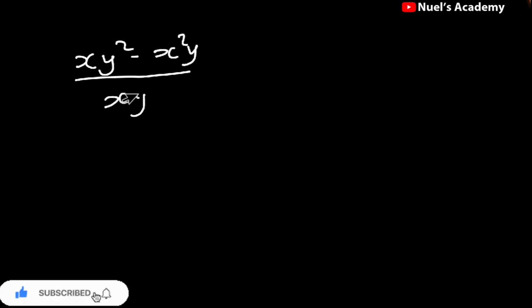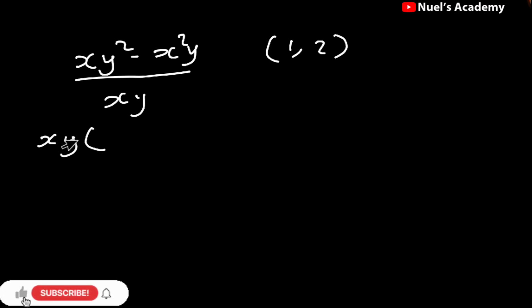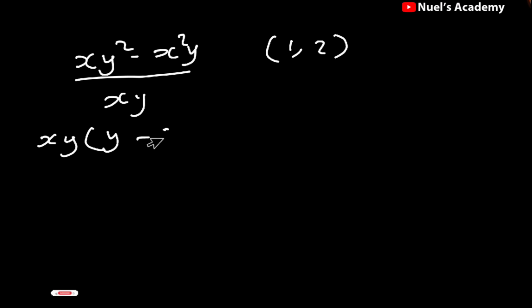Let's solve xy squared minus x squared y over xy, and then evaluate it at 1 and 2. Let's factor out what's common between xy squared and x squared y. What do you think is common there? Okay, x is here, y is here, y is here. So you can say that x and y are common. So let's factor out x and y. So xy squared divided by xy, x here will cancel x here, then we'll be left with only y, right? Then minus x squared y divided by xy, we're going to be left with only x.